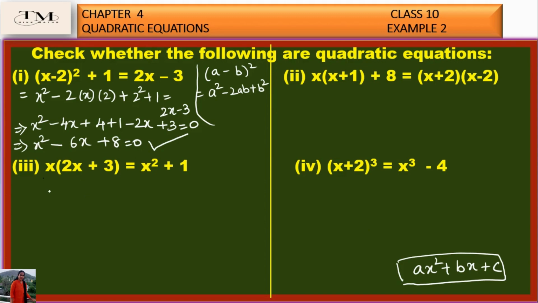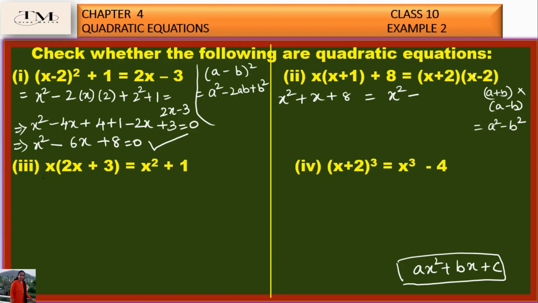Okay. So next problem, second problem: x into x plus 1 plus 8 equal to x plus 2 into x minus 2. So multiply this term. We are multiplying x into x. So x into x is x square, x into 1 is x, plus 8 equal to x plus 2 into x minus 2. So x plus 2 into x minus 2 means a plus b into a minus b. So a plus b into a minus b is a square minus b square. So here a is x. So x square minus b square. So what is b? b is 2.